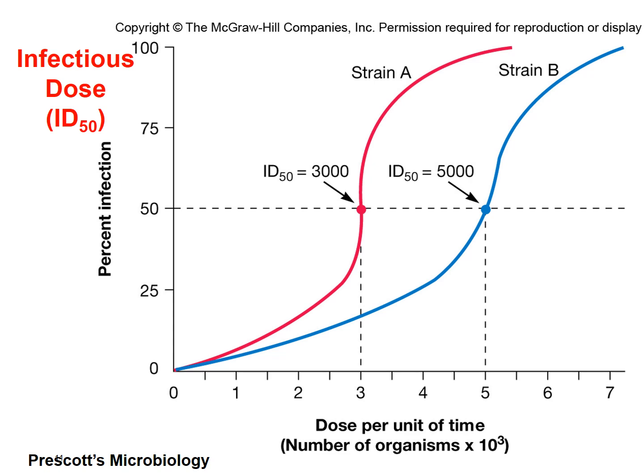So this graph is just showing you the infectious dose 50 for two different strains of a microorganism. You can see that strain A has an infectious dose 50 of 3,000 organisms. That means half of the population, if they ingest 3,000 of those microorganisms, will get sick. Strain B has a higher infectious dose 50, at 5,000. So strain A would be the worst one to be exposed to because it's going to take fewer of those microorganisms to make you sick.